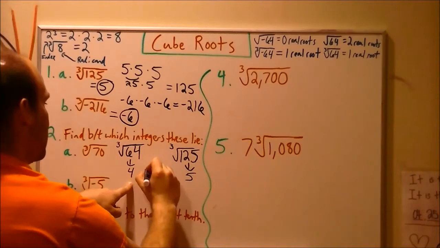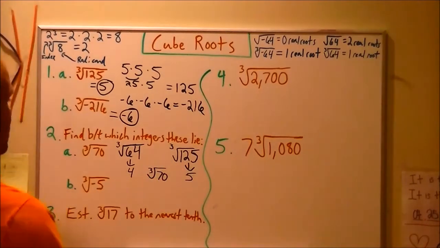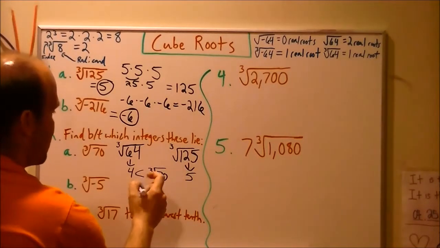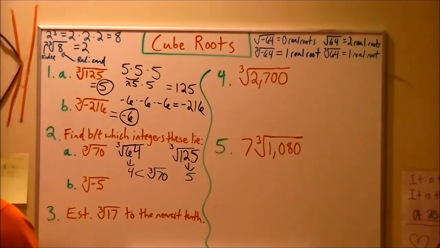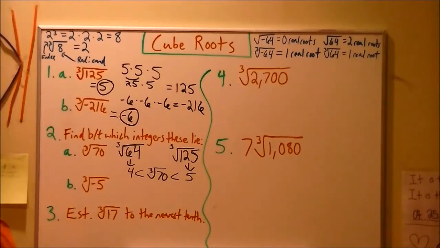And so the cube root we're going to write of 70 is greater than, when you're looking at it this way, 4. However, it must be less than the whole number 5. And so that's how you find between which integers these lie, just like we did with the square roots, only it's cube roots.